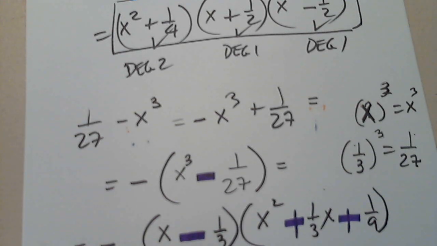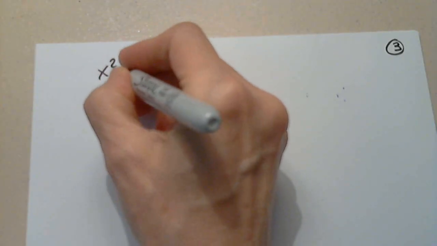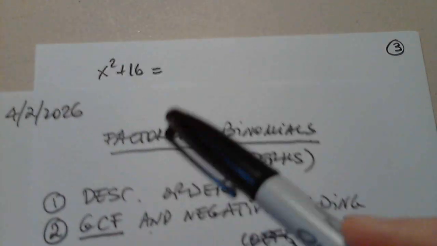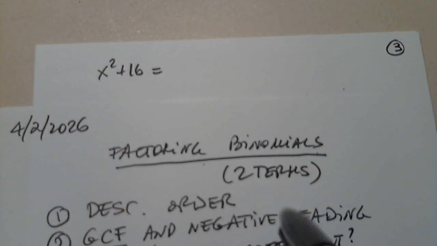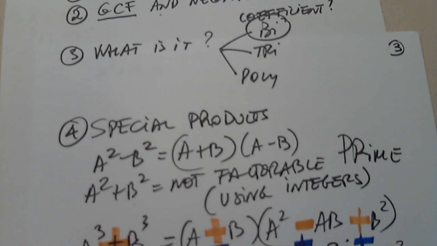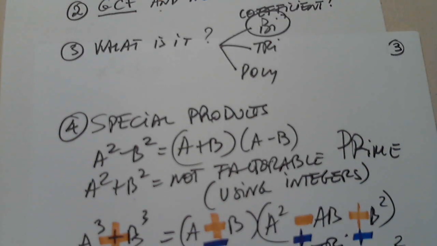Good. Let's see if there is anything else on the handout. Yes, the last one is x squared plus 16. Good. So, from the very beginning, do not skip anything. Descending order, yes. Greatest common factor, no. Negative leading coefficient, no. It's a binomial. So now I look at the special products. There are two special products with binomials, with a sum: sum of squares, which is not factorable, and sum of cubes, which is factorable.